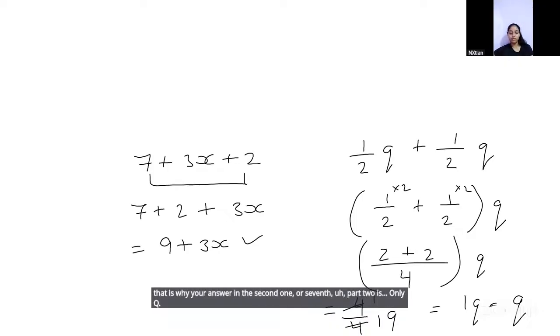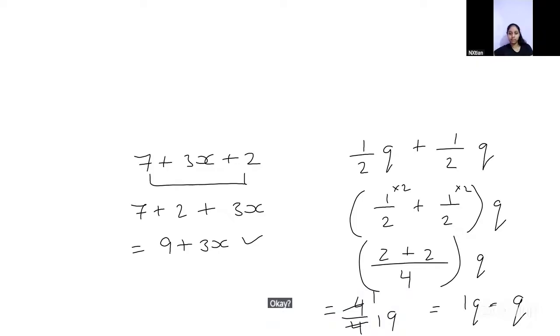Only q. Ma'am, so basically you add half plus half is 1. Yes, because half plus half is 1. So q. Okay, ma'am. Thank you. Also, one important thing is that when you are solving these questions, I want to see this working.